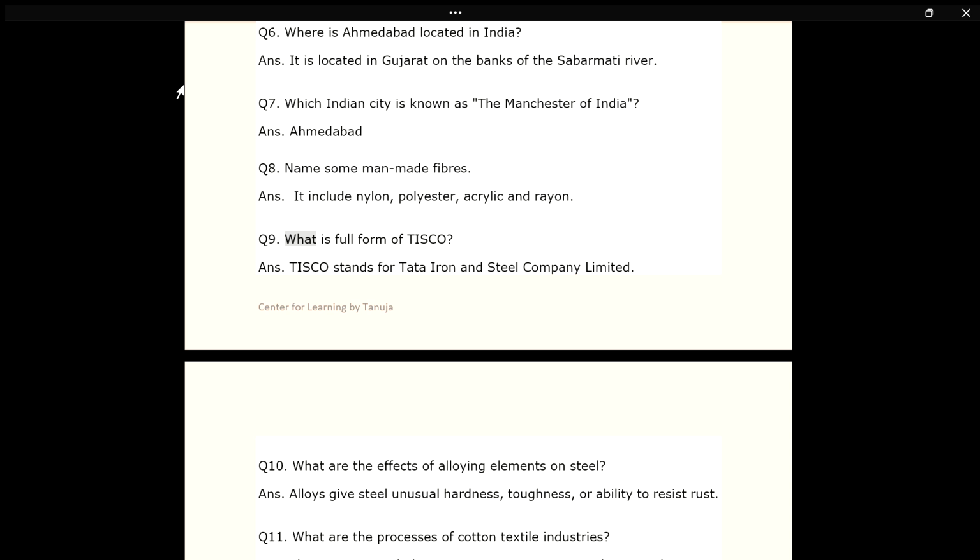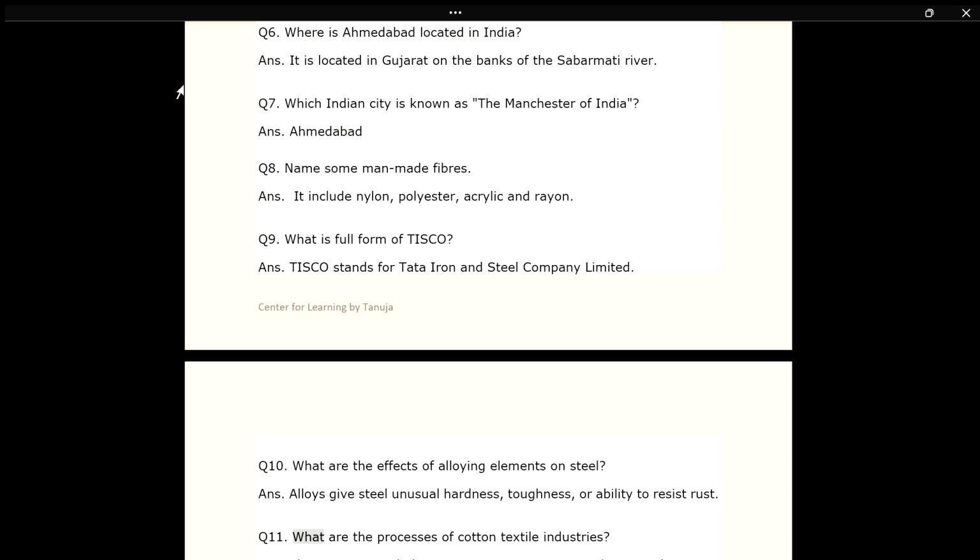Q9. What is the full form of TISCO? Ans. TISCO stands for Tata Iron and Steel Company Limited. Q10. What are the effects of alloying elements on steel? Ans. Alloys give steel unusual hardness, toughness, or ability to resist rust.